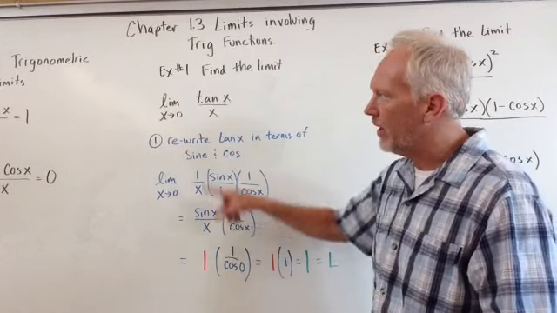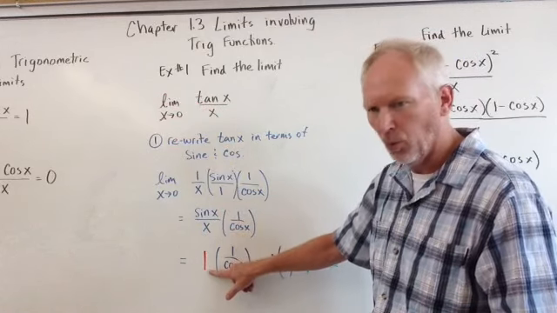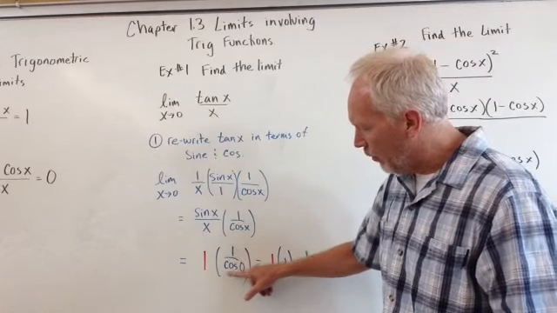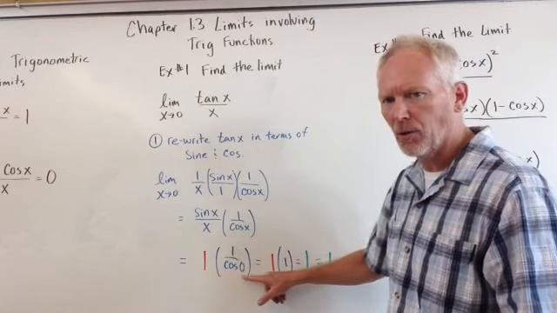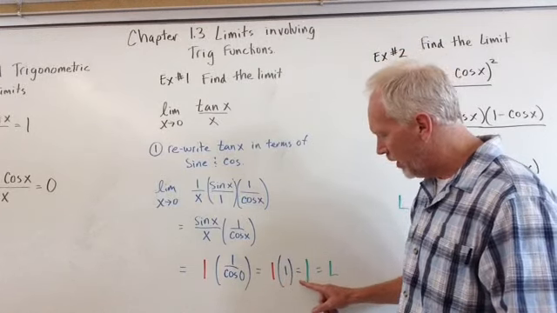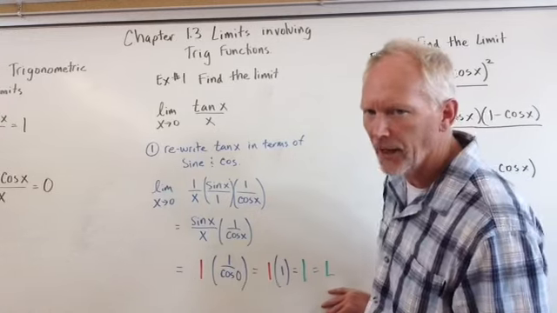Now, the identity said that the special trig limit of sine x over x was equal to 1, so I substituted that in there. And we get 1 over the cosine of 0. Well, the cosine of 0 is 1. So we get 1 times 1 is 1. So the limit is 1. All right? Okay, next one.